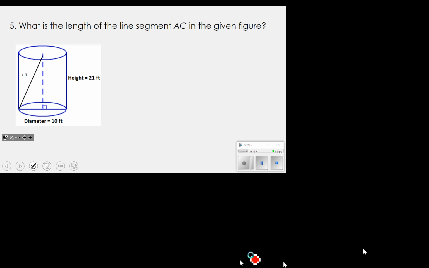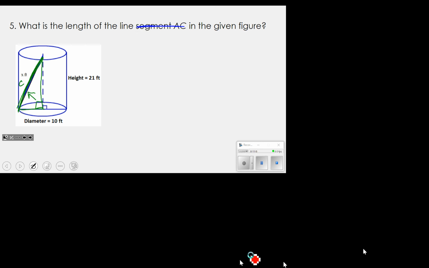Question number 5. What is the length of the line segment AC in the given figure? And it's actually not AC up here, it's just the line that we have in our picture. It is going to be this one right here. Let me use a different color. Okay, so we know with this that we have a right triangle there. And there is our right angle. So that is going to be C.